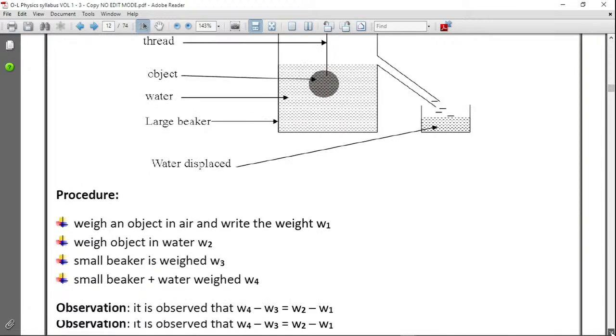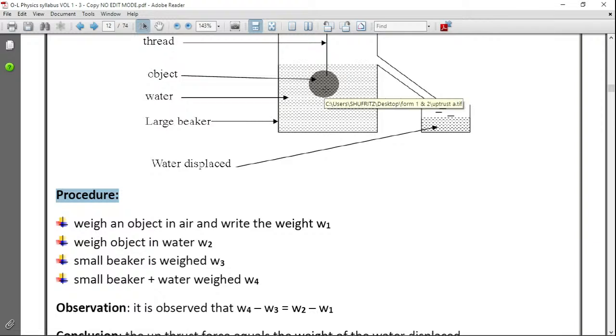Let's see how this works. We first of all weigh the object in air. We weigh this stone freely in air, not putting it inside anything. We note the weight as W1, that's the weight in air.